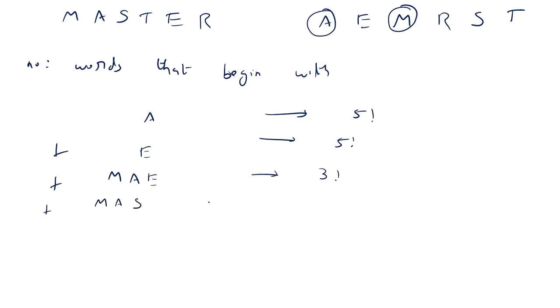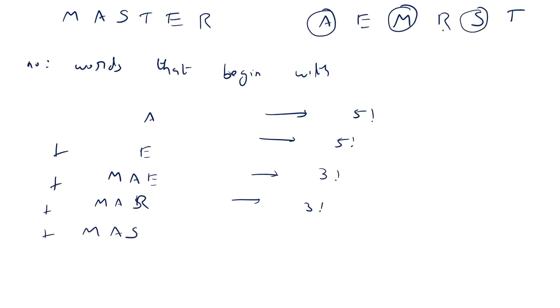I have to count all the words that begin with MAR, which is again going to be 3 factorial. Plus I have to count all the words that begin with MAS. But here unfortunately MASTER starts with MAS. So here I have to be a little bit careful. I have to make a further division.